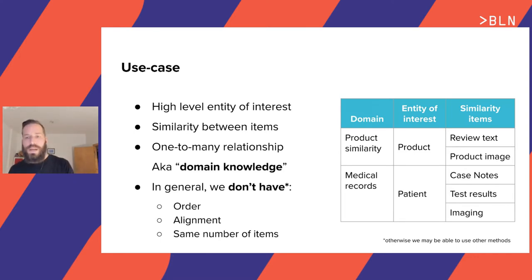And where domain knowledge, in this example, comes into play is the fact that all of these items are somehow linked through the entity that we're interested in. Now, what we don't have, and this is important, is a natural way to somehow align or sort the items.